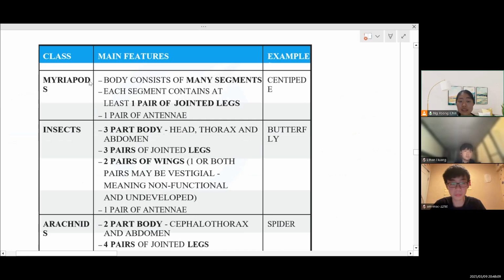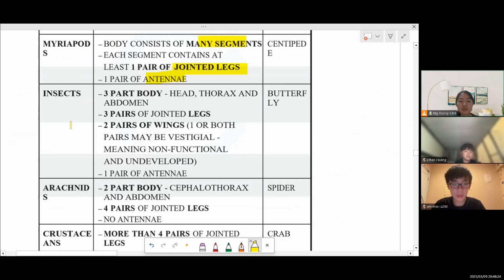So these are the characteristics of the myriapods: many body segments and jointed legs. Usually they contain more than one pair of jointed legs, and they have a pair of antennae. How about the insects? Insects usually have two pairs of wings and three pairs of jointed legs, so six legs in total. And usually the body of the insect is divided into three parts: the head, thorax, and abdomen.